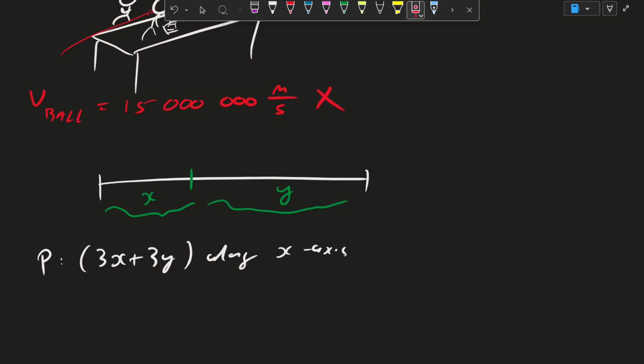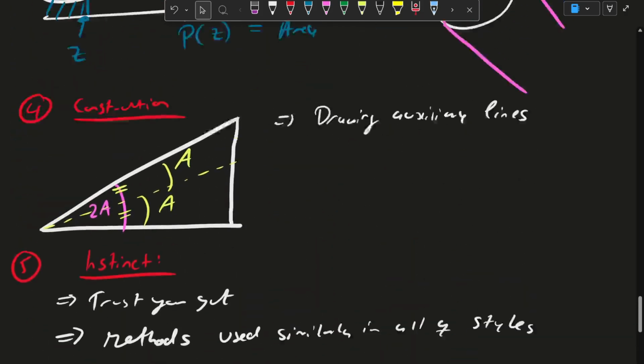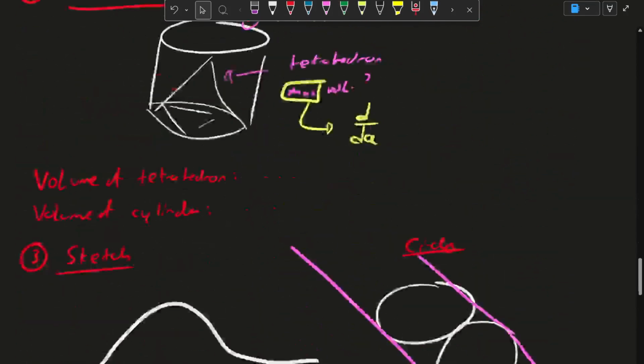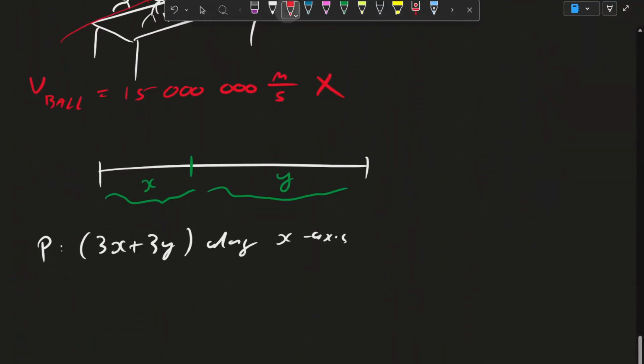So that's another thing. You need to build up instinct in noting what a correct answer is and what one should look like in the question. Now, the final one, I would think the most important of them all, is self-justification.